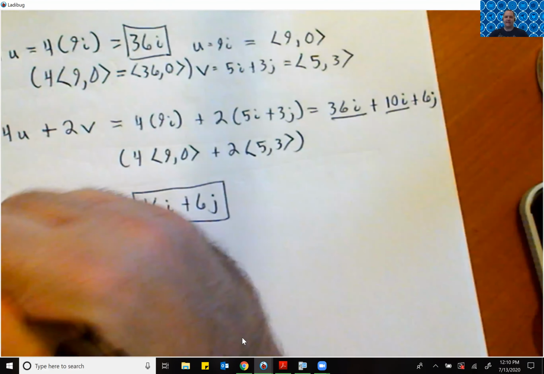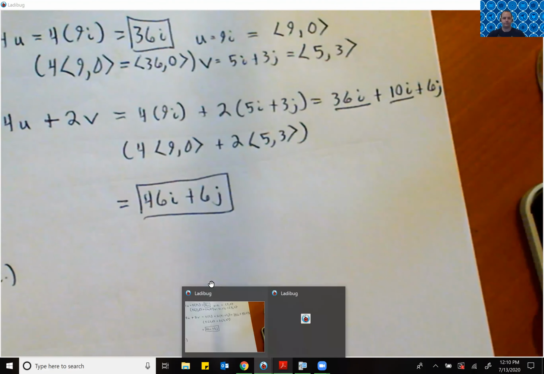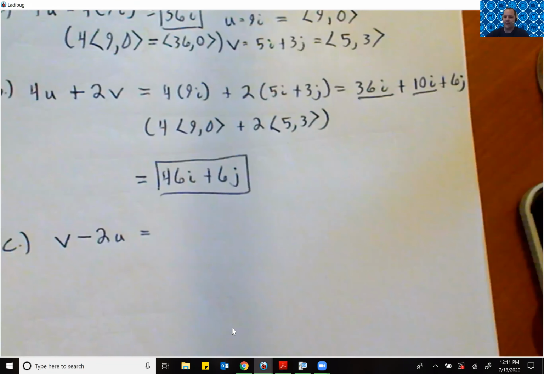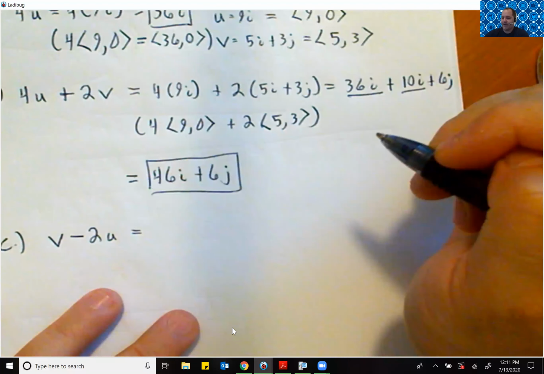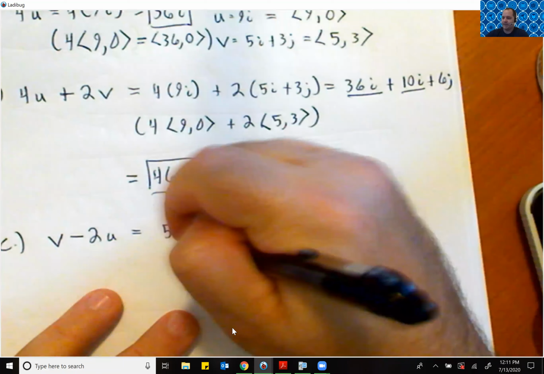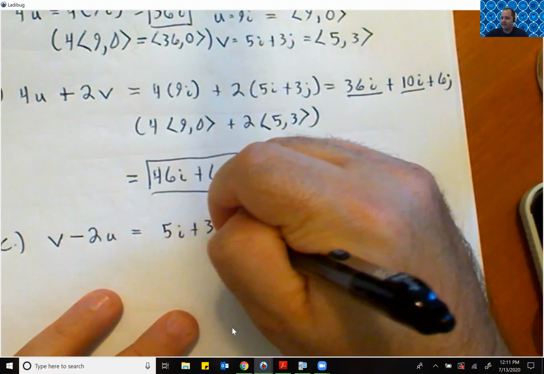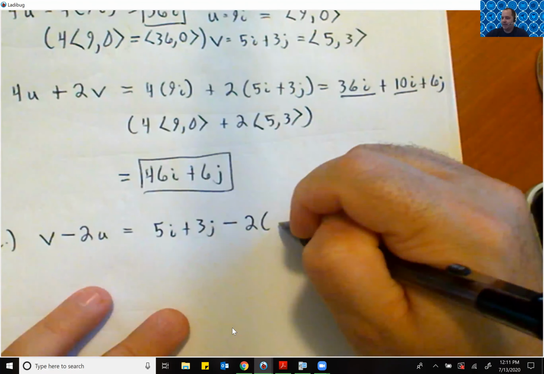And last but not least, I believe they want us to subtract this time. Yeah, they want v minus 2 times vector u. So vector v is 5i plus 3j minus 2 times vector u, which is 9i.